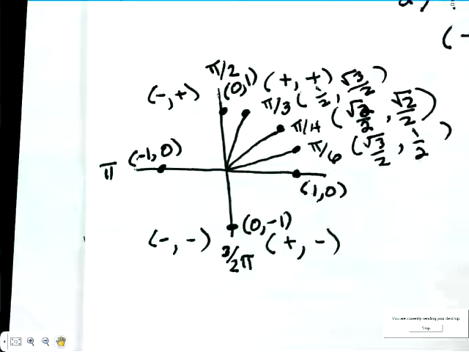I think it's quite possible you won't even have to write that down. You've done so many trig problems. All right, let's see how we're going to use that unit circle.